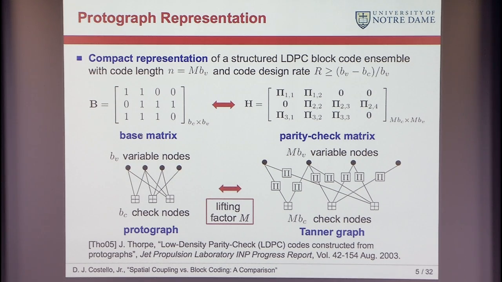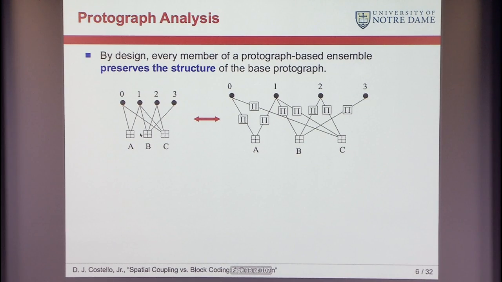And then we can use a lifting process to generate a large H matrix by replacing non-zero elements in the base matrix with permutation matrices in the larger matrix. If you can have integers greater than 1 here, it's just the multi-edge type construction in which you get sums of permutation matrices up here, and you get the multiple edges down here in the corresponding Tanner graph.